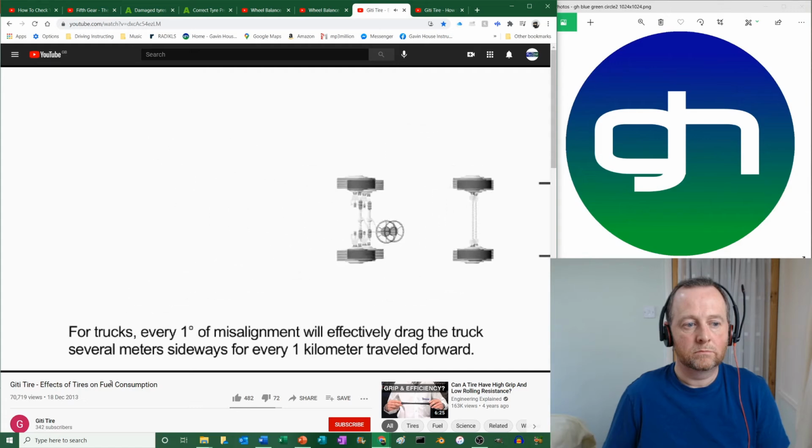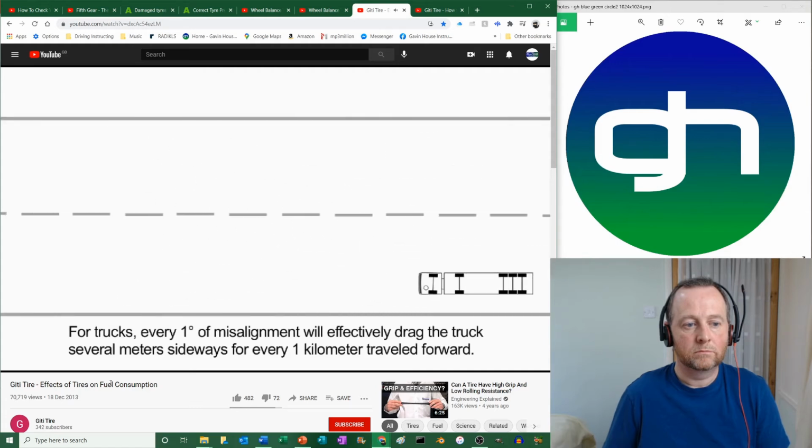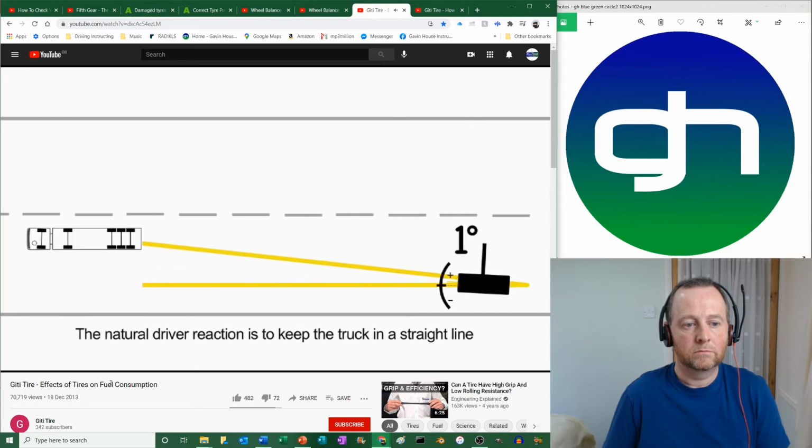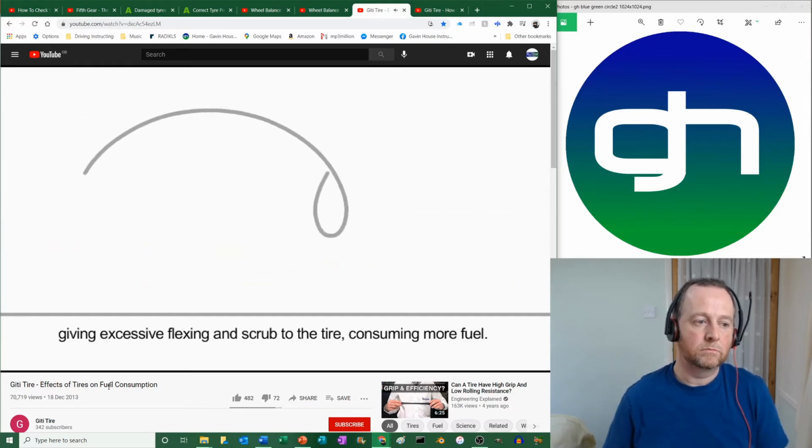For trucks, every 1 degree of misalignment will effectively drag the truck several meters sideways for every 1 kilometer traveled forward. The natural driver reaction is to keep the truck in a straight line by applying a small amount of steering input. This gives excessive flexing and scrub to the tire, consuming even more fuel.